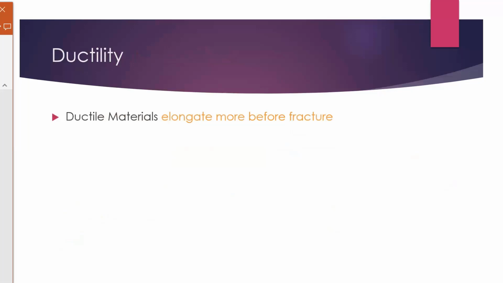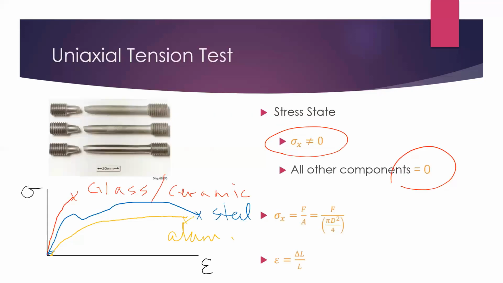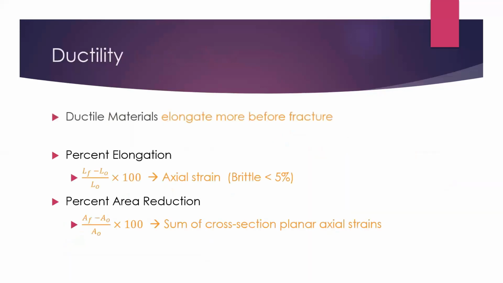So ductile materials will elongate more before fracture. So if you get a lot of elongation, we say that's more ductile than a material that had just a little bit of elongation. So in this previous example, which of those would you say is more ductile? Steel, or maybe even the aluminum, whereas the glass or ceramic is less ductile? And we can quantify based on the percent elongation whether a material is classified as brittle or ductile.